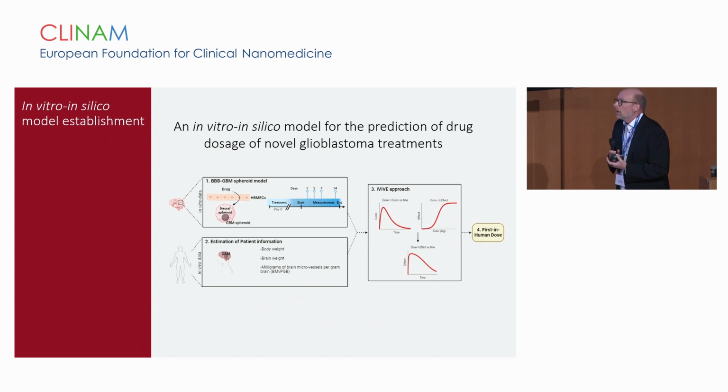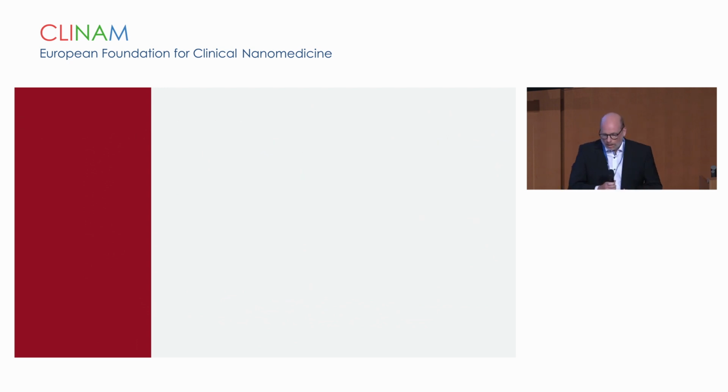So we have some ideas how we want to do so, that we have an in vitro in silico model for the prediction of the drug dosage for novel glioblastoma treatments by combining the dynamics, the PK modeling, and we have one of the PhDs with some background in this area. So we hope that with the first data we have from known treatments we can extrapolate and provide a meaningful approach to define this dosage.